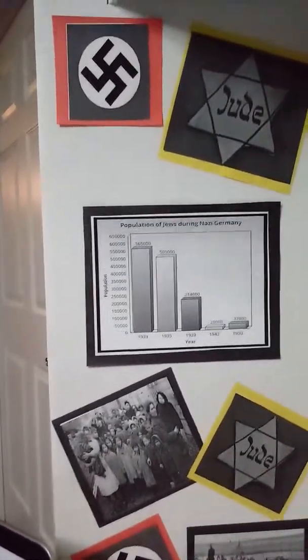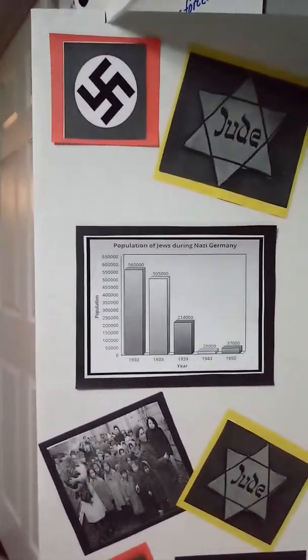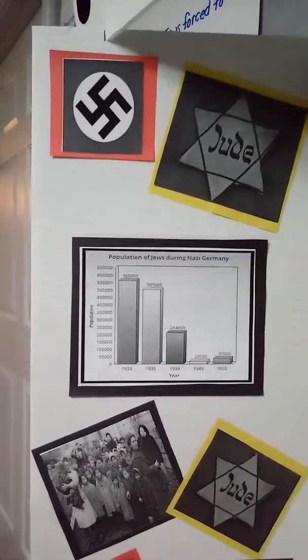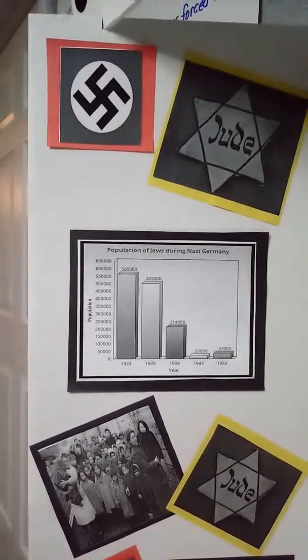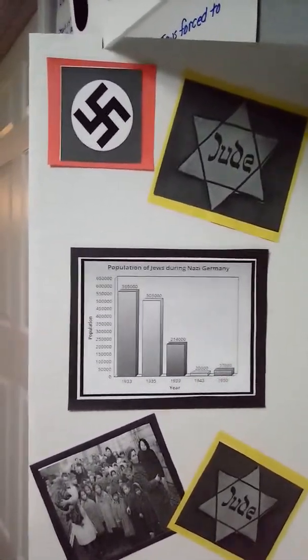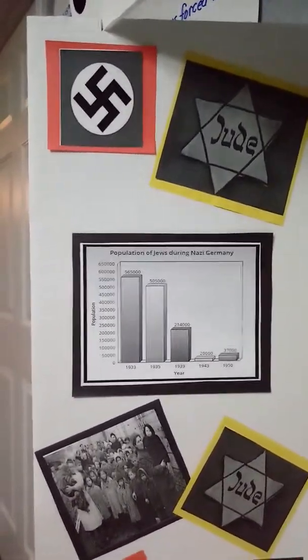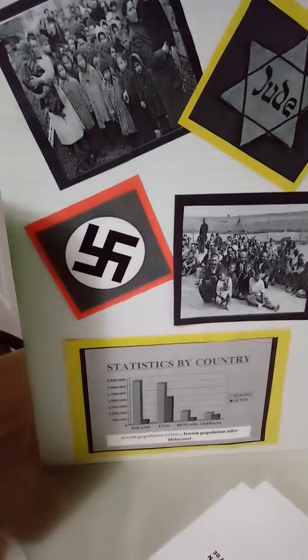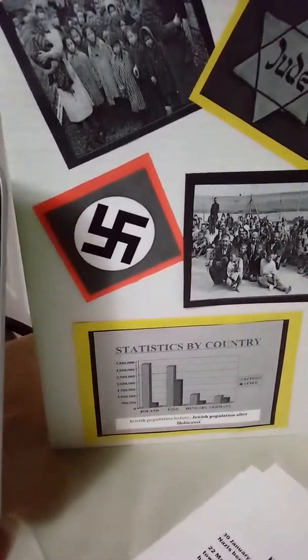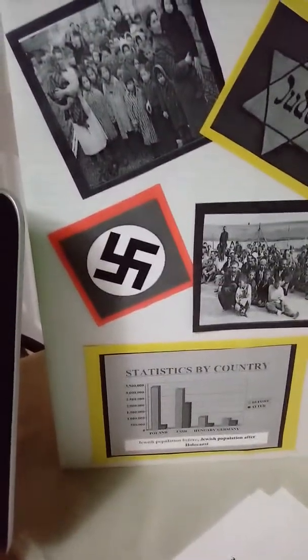This one on the top, population of Jews during Nazi Germany. It was before the Holocaust started, and then you can see how many less there were at the end in 1950. And then this one down here is the statistics by country of Jews before and after the Holocaust.